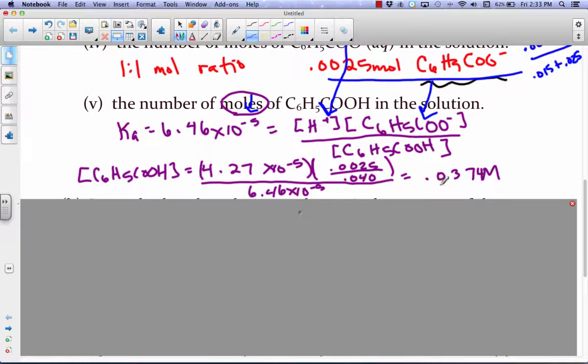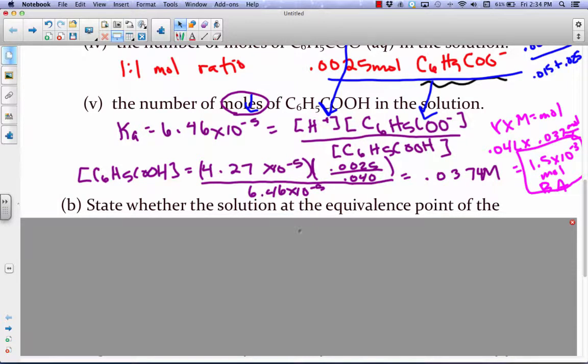So in this solution, I have this concentration, and now volume times concentration gives me moles. So that is 0.04 liters times 0.0374 moles per liter. And we get the moles of benzoic acid to be 1.5 times 10 to the minus 3 moles of benzoic acid.